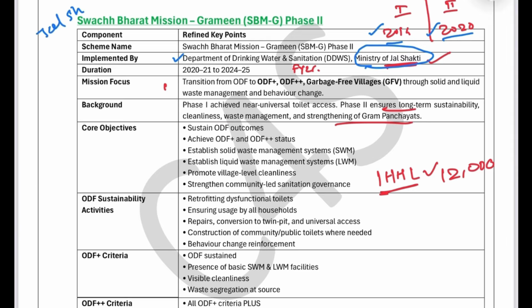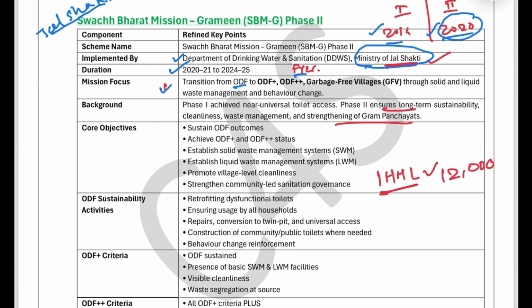of Jal Shakti. This is kind of confusing, so there are chances that they are going to ask. So the ministry is the Ministry of Jal Shakti for Swachh Bharat Mission Gramin. The duration is financial year 21 to 25. In some PIB articles they mention 26, but just remember that Phase 2 started in 2020. The focus of the mission is transition from ODF.